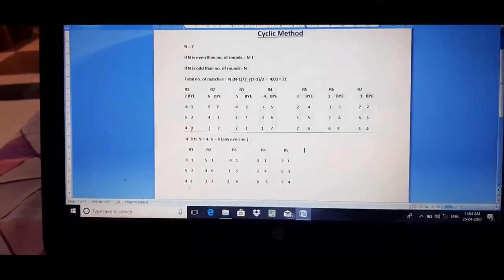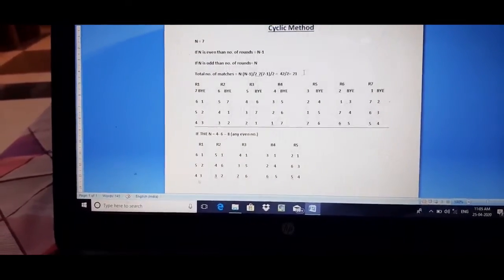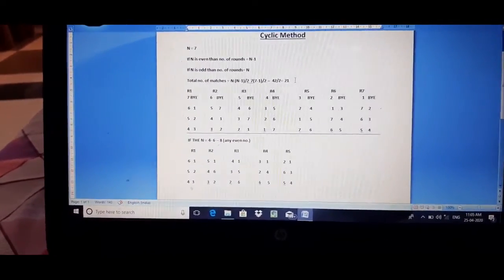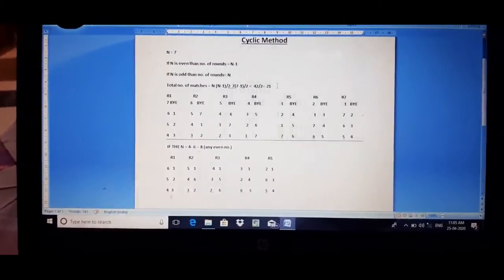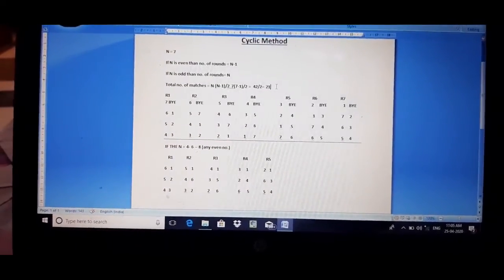See, 6 is playing with 1, that is 1 match. 5 is playing with 2, that is the second match, and 4 is playing with 3, that is the third match. So in one round there are 3 matches, right? So 3 into 7, 3 sevens are 21. That means a total of 21 matches are being played and our figure was correct. That means our fixture is perfectly correct. There is no loophole in our fixture and the tournament can be conducted.